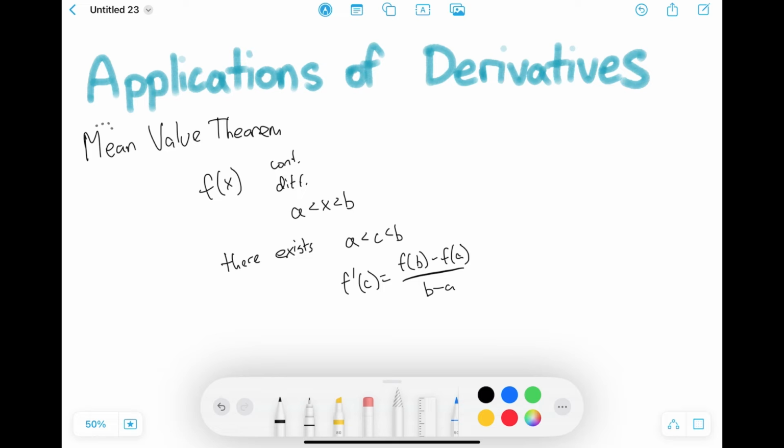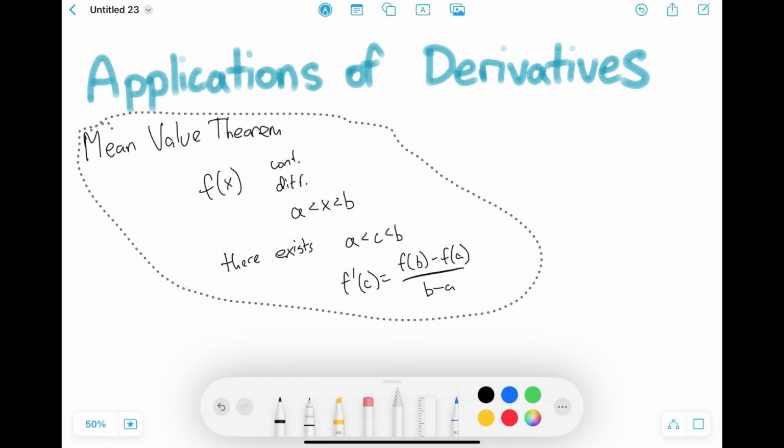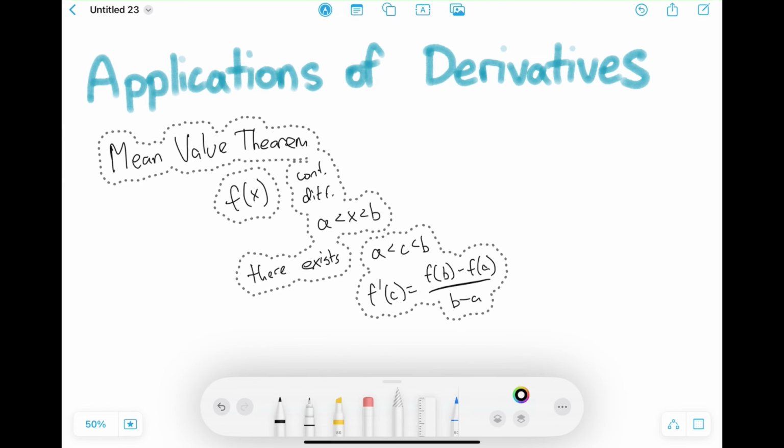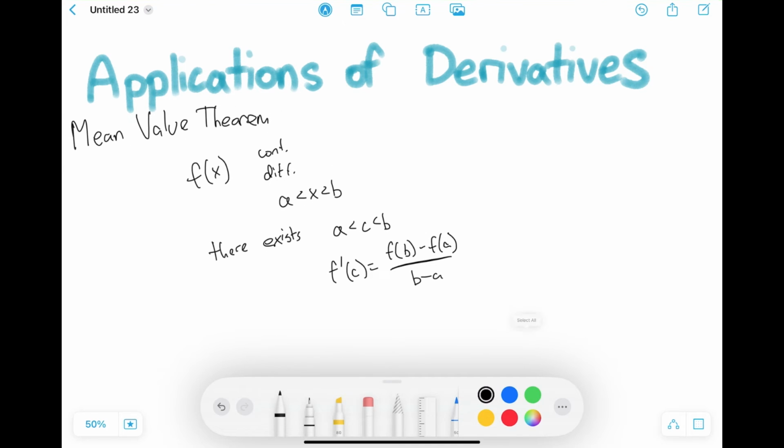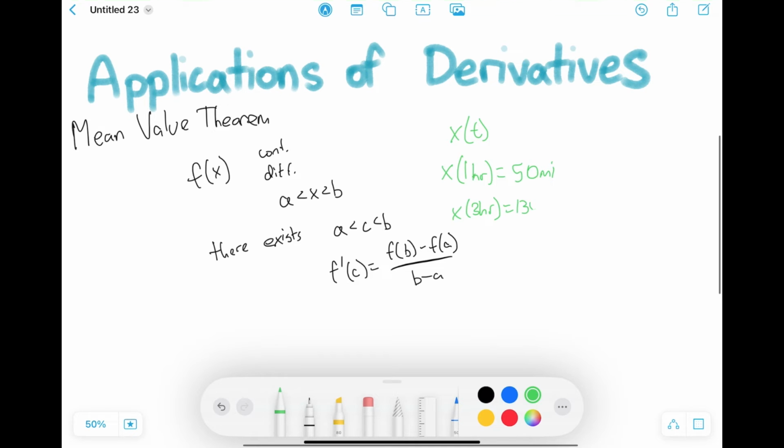And I don't really have a good example of this, so I had to use Google a bunch. But a good example of this is talking about speeding, right? So let's say we have a function x of t that marks your position. And we say that after 1 hour, your position is at 50 miles. And at 3 hours, your position is at 130 miles, right?